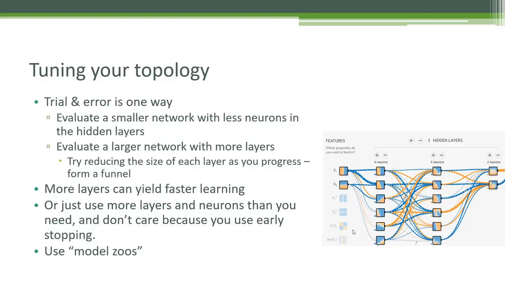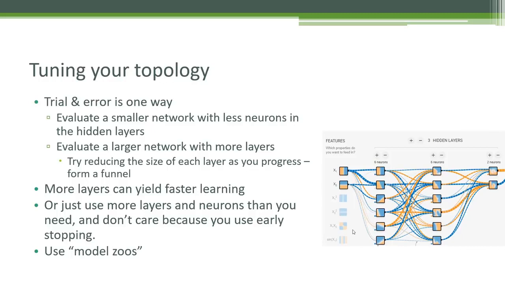Probably not much. I will say that more layers will often yield faster learning than having more neurons and fewer layers. So if you care about speed of convergence, adding more layers is often the right thing to do. Or you can also use something called model zoos. There are actually libraries out there of neural network topologies for specific problems.